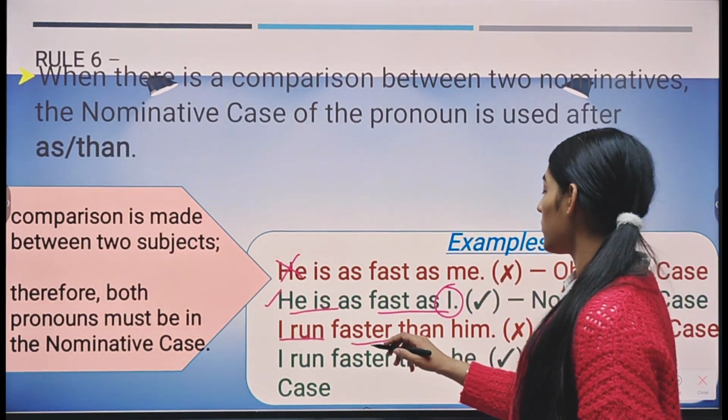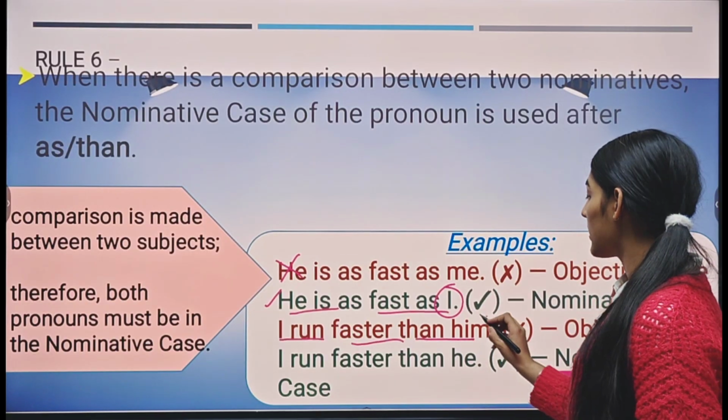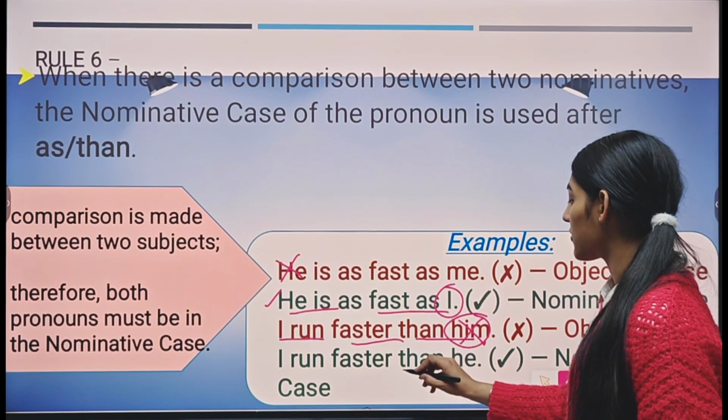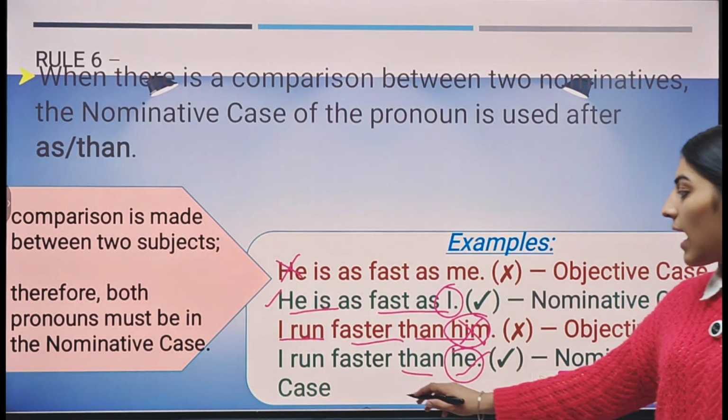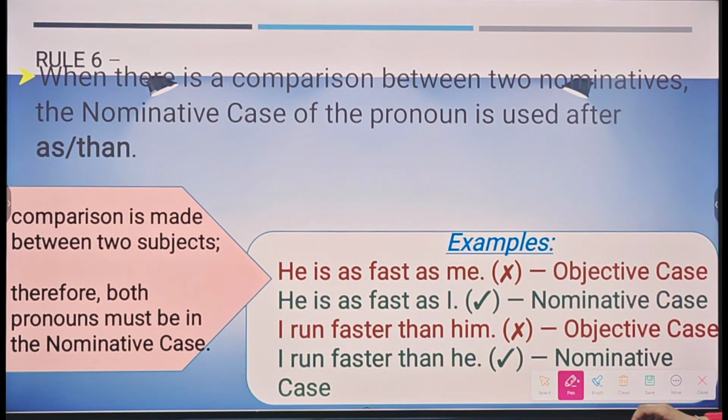Then we have, I run faster than him. Here him is wrong. After than we will use the nominative case, so he will be used: I run faster than he. All right, now let's move on.